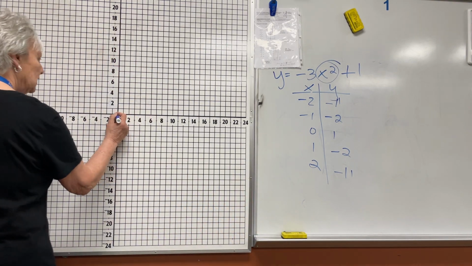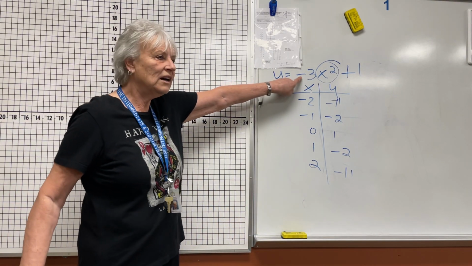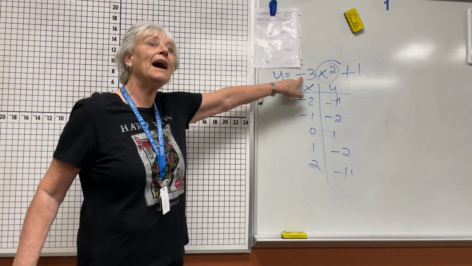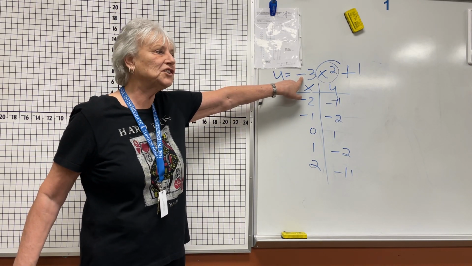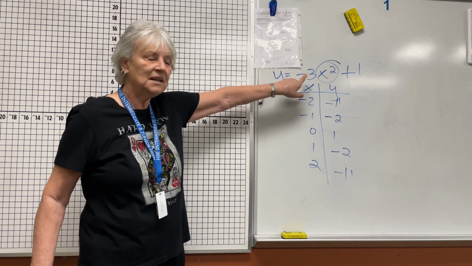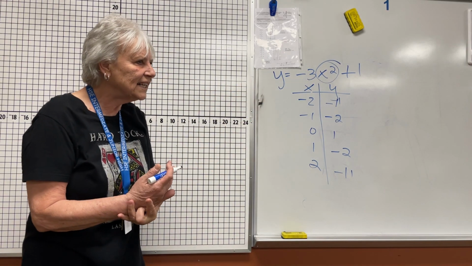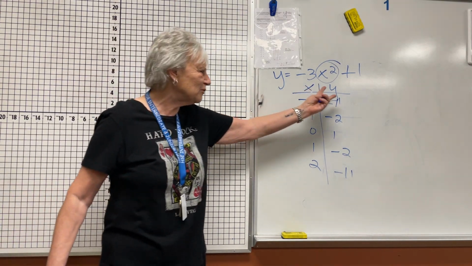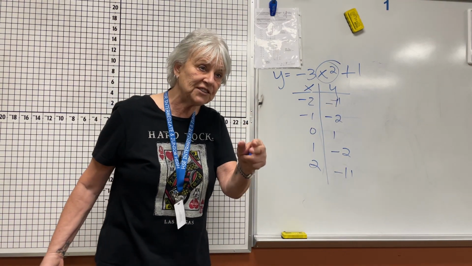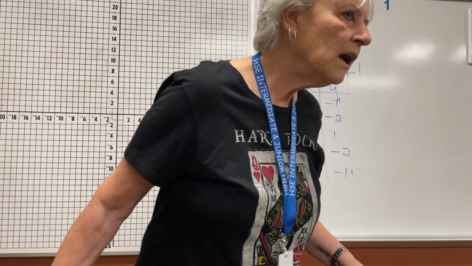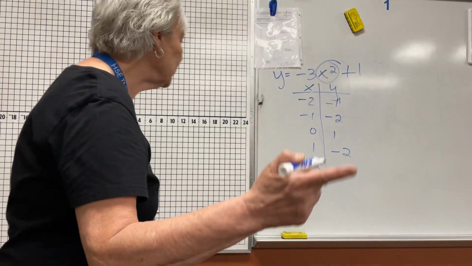Negative 2. Now, I know that my parabola is going to have a maximum, and it's going to be upside down because of that negative 3. Okay, if you know those things, then you don't mess up. If you do something wrong here, you'll know it. Yes? Wait, why is it a maximum? Because it's negative 3. Okay, I'll show you.